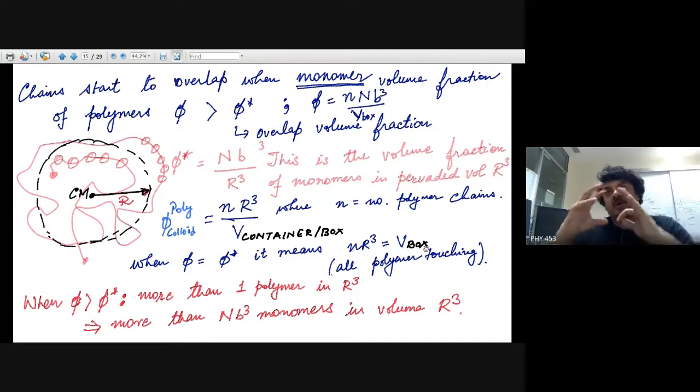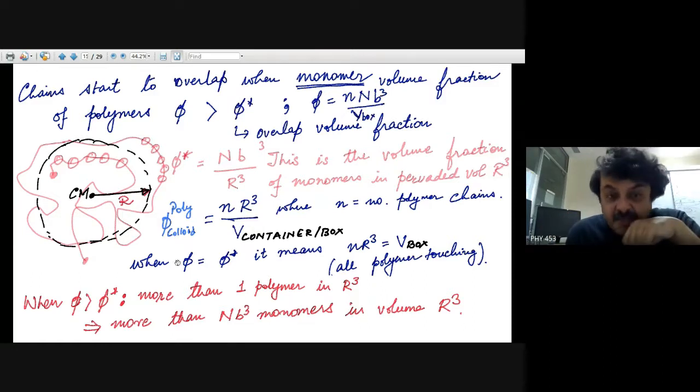So that means all polymer chains are pervaded, the box's solution is full of N monomers, they are touching each other, all the pervaded volumes of N monomers is equal to V box, and it is at that point that phi will also become equal to phi star, right? And then basically chains start interacting with each other.